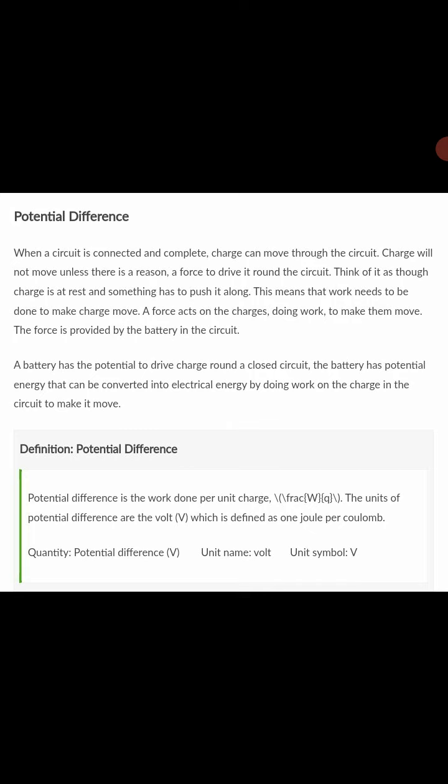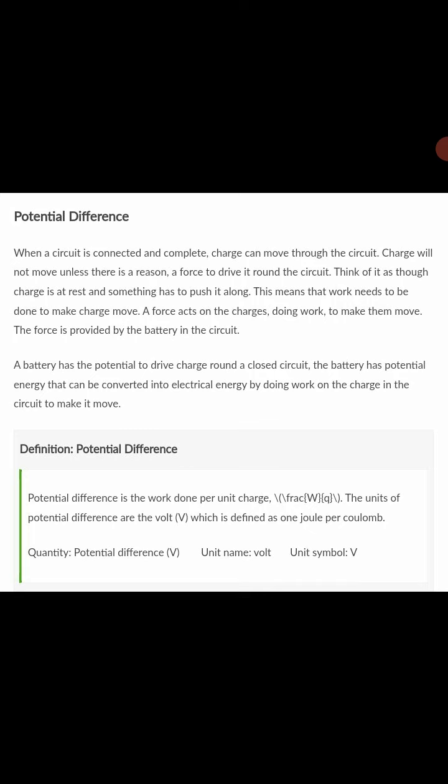So this force that is needed to push the charges around the circuit is provided by the battery in the circuit. So a battery has the potential. That is where the word potential difference is coined from. From this analysis, that is where we derived that word. So a battery has the potential to drive charge around a closed circuit. The battery has potential energy. Because of that potential it has, it can drive the charge, which is at rest, around the closed circuit.